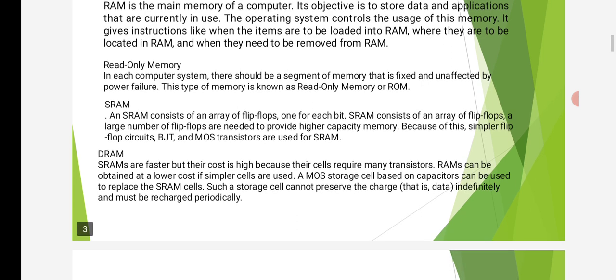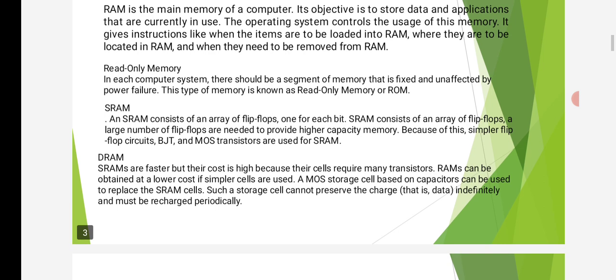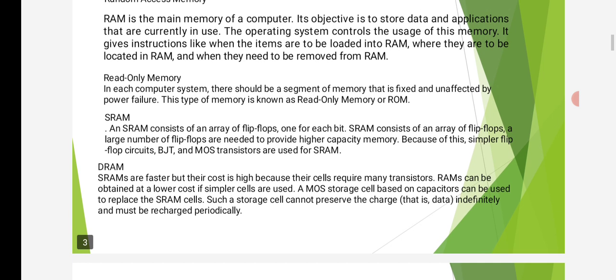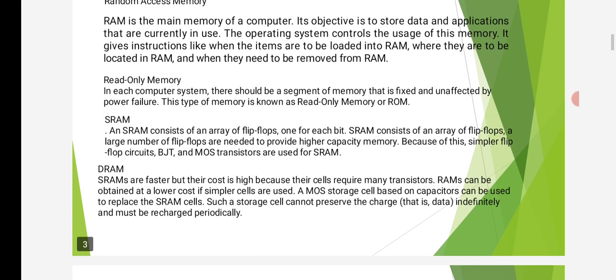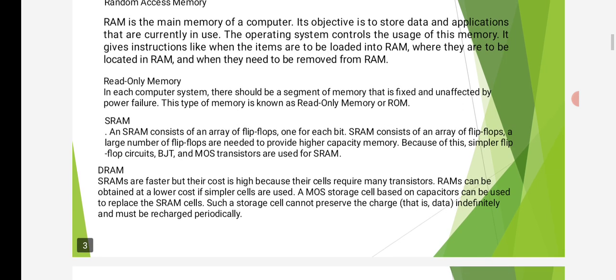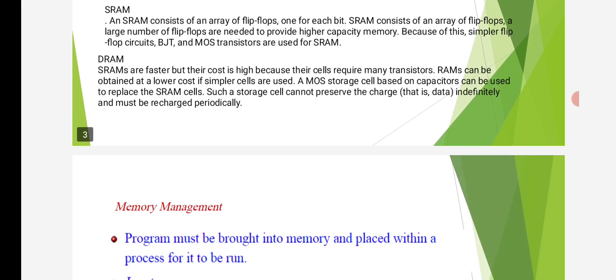DRAM. SRAM is also used for being faster, but its cost is high because its cells require many transistors. RAMs can be obtained at a lower cost if simpler cells are used. A MOS storage cell based on capacitors can be used to replace the SRAM cells.